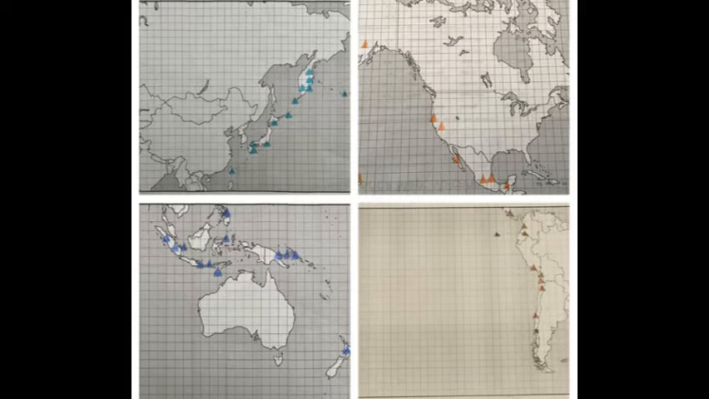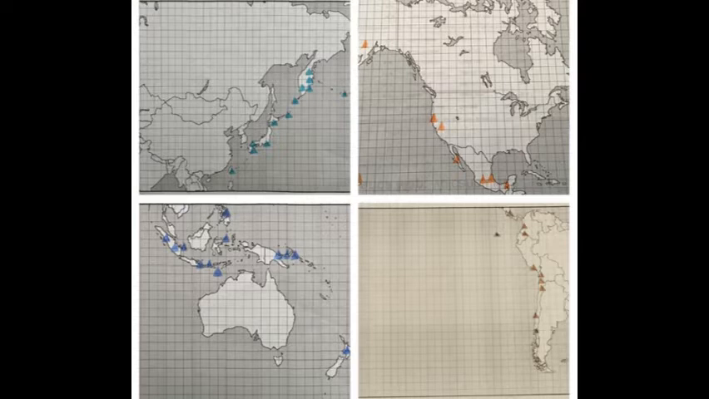There were a couple other kids who sent me maps, but for some reason, they just didn't come out that well in the photos. And so these were the ones that I was able to show everybody. So as you can see on these maps, you can see the location of the different volcanoes. And you can see that they make kind of a circle surrounding the whole Pacific Ocean.